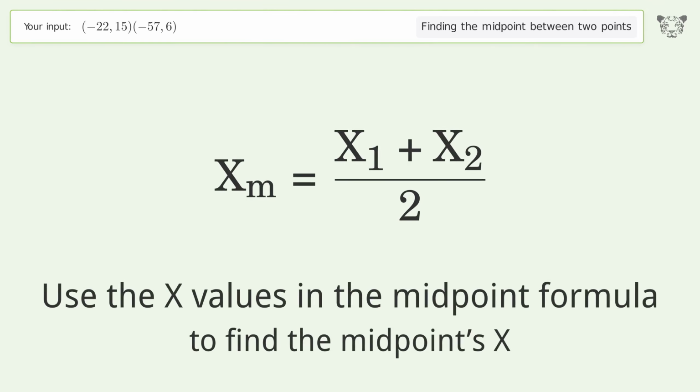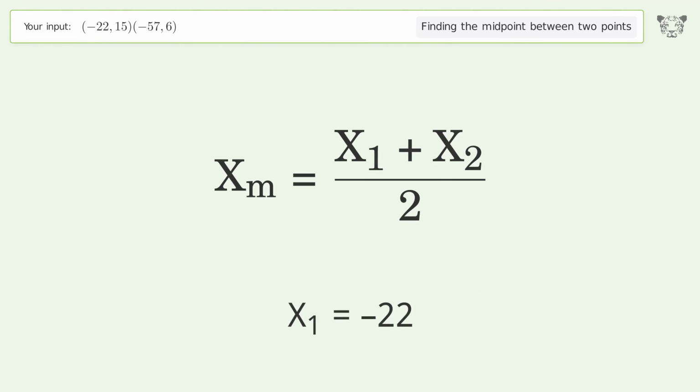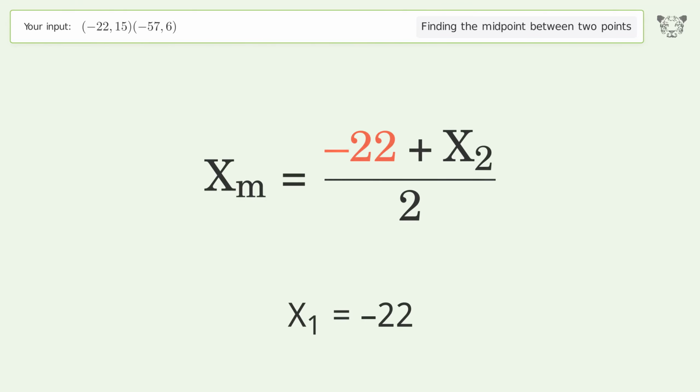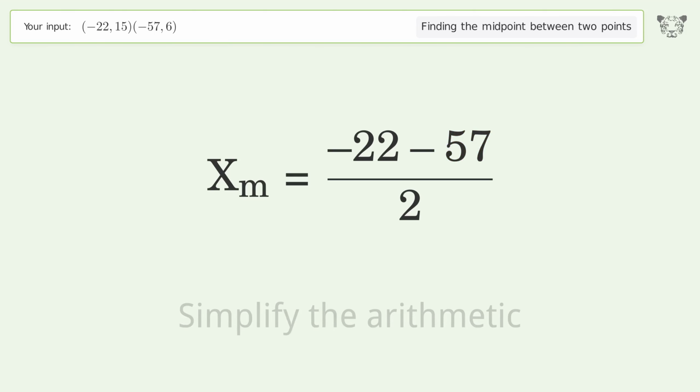Use the x values in the midpoint formula to find the midpoint's x. x1 equals -22. x2 equals -57. Simplify the arithmetic.